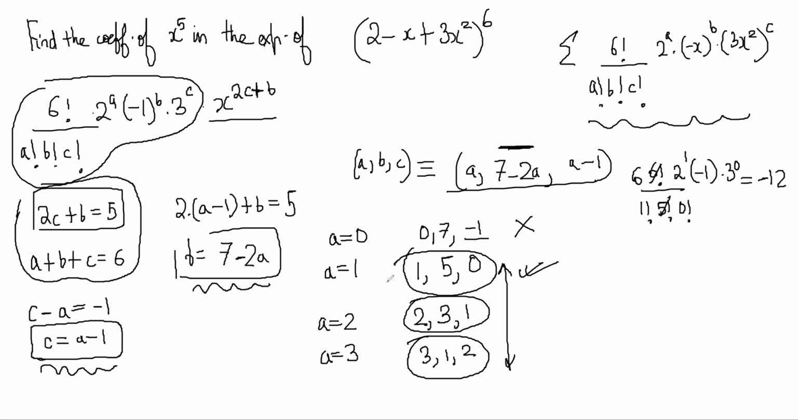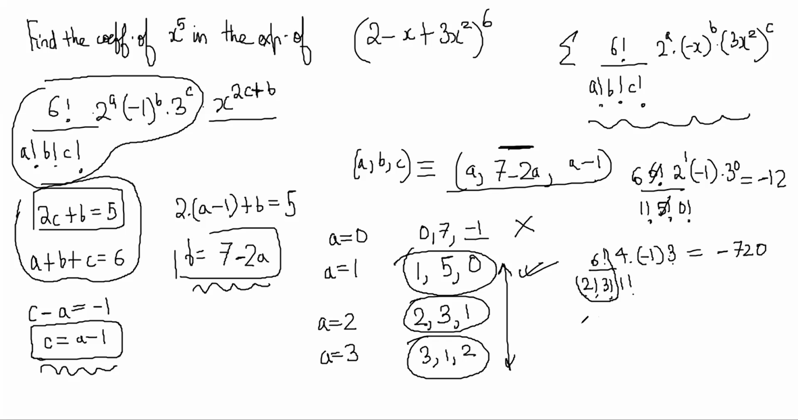So -12. When you put 2, 3, 1, you will get another set of values: 6 factorial by 2 factorial, 3 factorial, 1 factorial, 2 power 2, so 4, minus 1 power 3, so -1, and 3 power 1, so 3. So 6 by 2 factorial 3 factorial will be 720 by 12, so 60. 60 into 4, 240 into 3, 720. So minus 720, right?